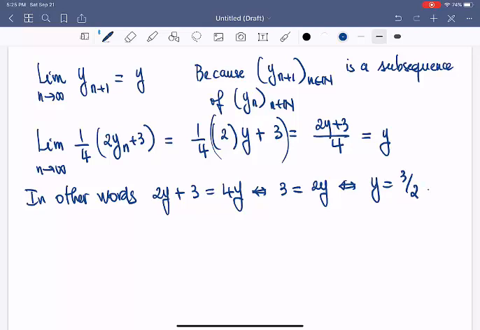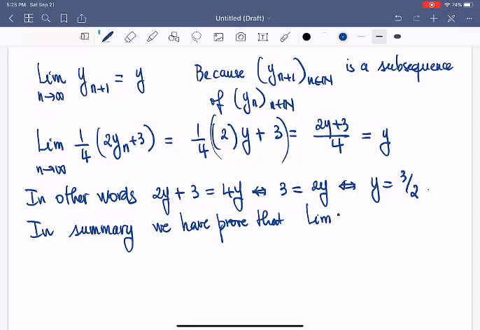So, in summary, we have shown that the recursively defined sequence y sub n is convergent. In fact, it's bounded and monotonic. It's convergent, and we have shown that its limit is precisely 3/2, even though we don't know the terms of our sequence explicitly. And that's pretty remarkable.